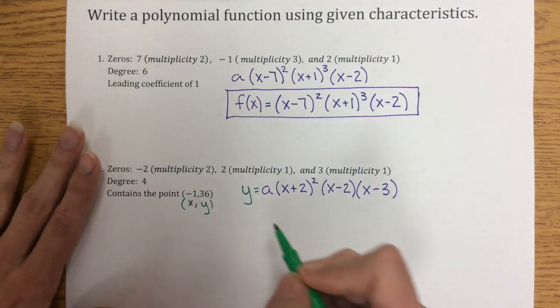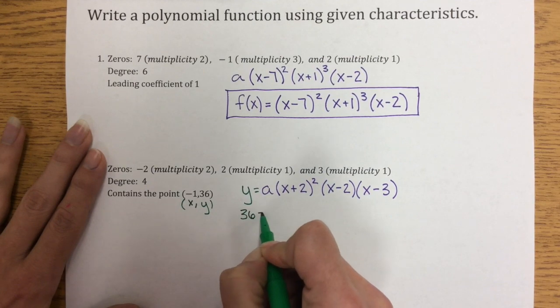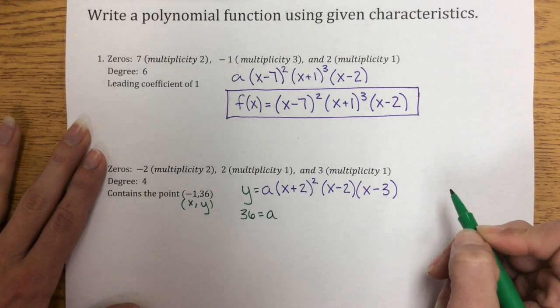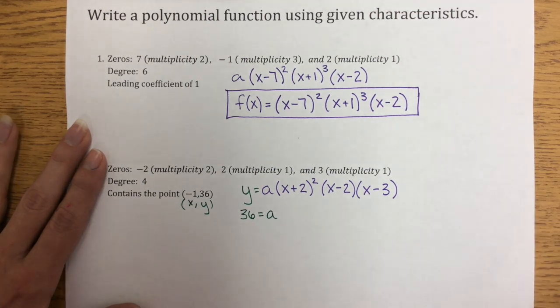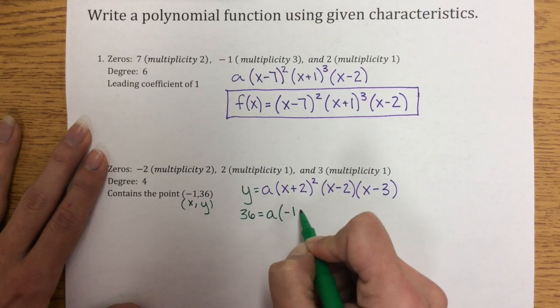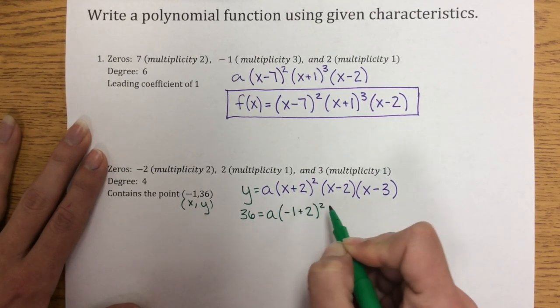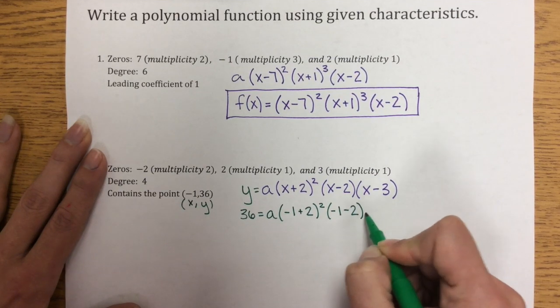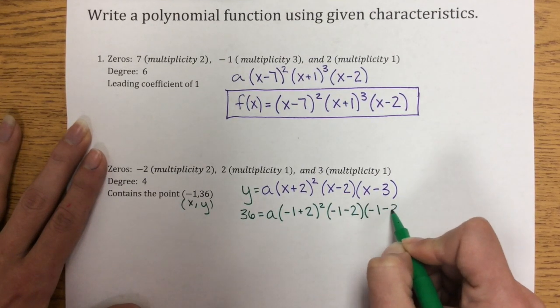So we know the y is 36, so we'll write that here. We are looking for a, so that's going to remain a variable. And everywhere I see an x, I will replace it with negative 1. So negative 1 plus 2 squared, here's an x, so we'll replace it with negative 1 minus 2, here's an x, negative 1 minus 3.